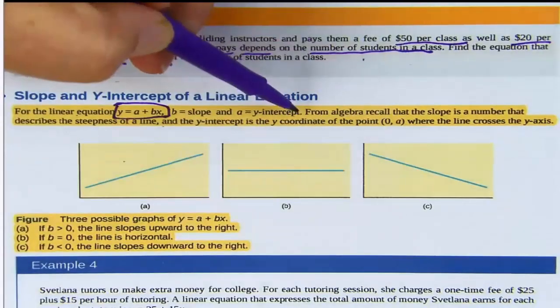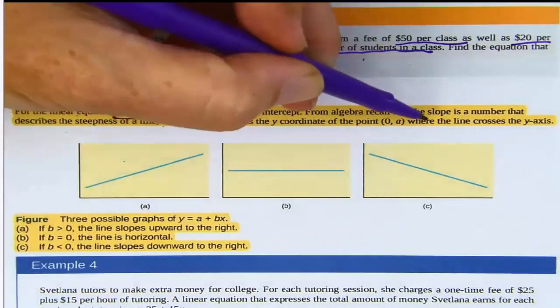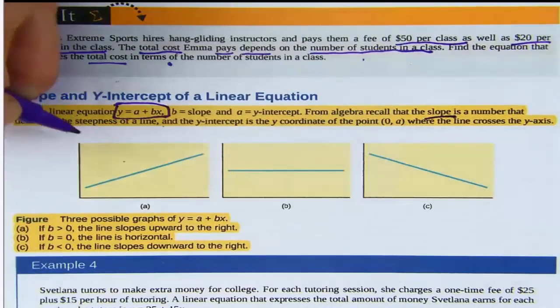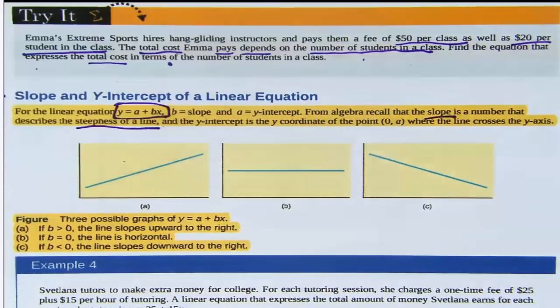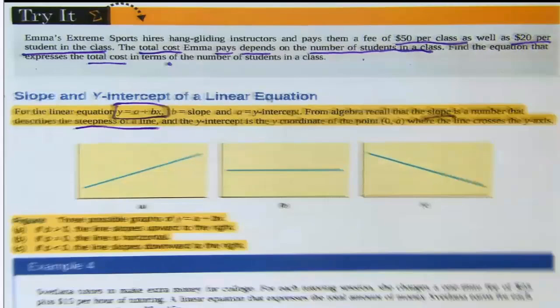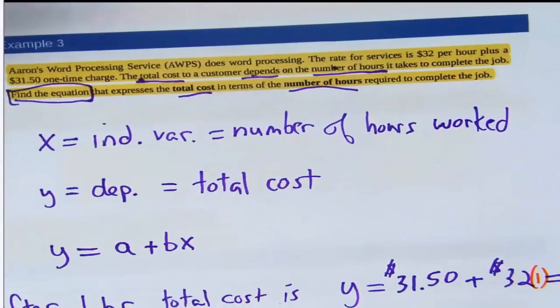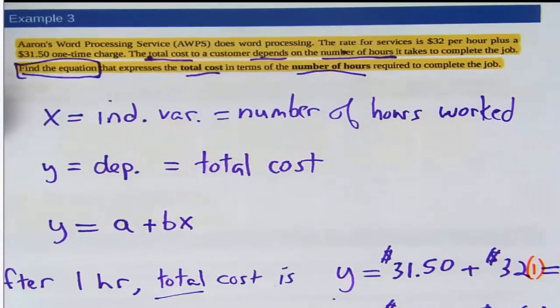From algebra, recall that the slope, remember what the slope of a line is, it is a number that describes the steepness of a line, and it's also a rate of change. It's a rate. So if you go back to two examples ago, that was this problem here, Aaron's word processing.